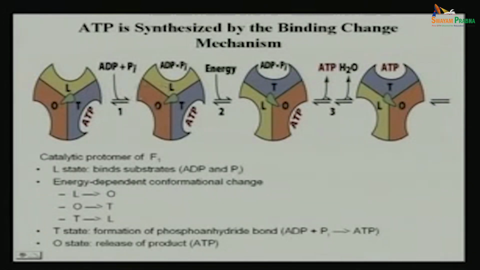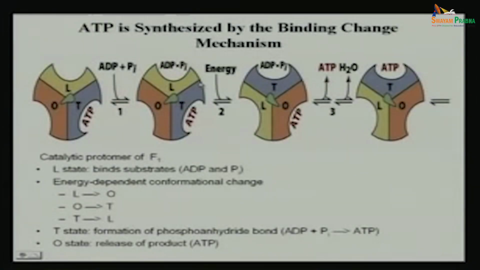Now, when pumping of protons starts, the beta subunit gradually changes its conformation, and this is the beauty of the mechanism of this beta subunit of ATP synthase. When ADP and Pi bind with the L site, and when electron flow starts, it starts changing its orientation. This conformational change takes place. So, the L state binds the substrate ADP and Pi.